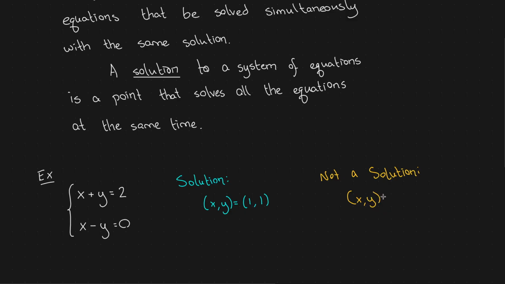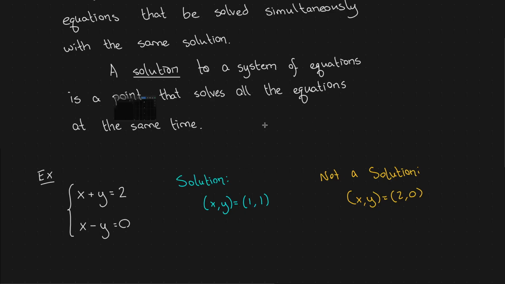Here's a point that's not a solution to the system. The point 2, 0. Now, it does solve the first equation. If I plug 2 in for x and 0 for y, the first equation of the system is true. But if I plug the same point into the second equation, the equation is not true. So even though it solves the first equation, it doesn't solve the system because it doesn't solve all the equations in the system. Let me pull up a graph of this so we can see exactly what's going on here.